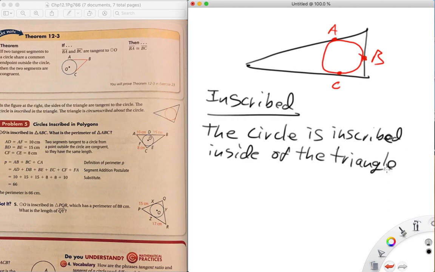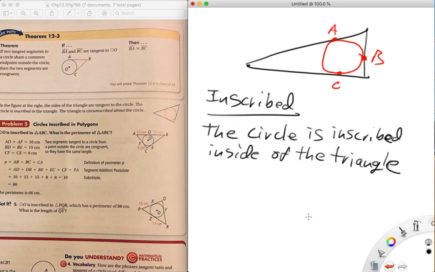And remember, this is inscribed only when the circle hits the triangle at a point of tangency on all three sides. All three sides. We can say that the circle is tangent to the triangle. Three sides, three points of tangency. And when the circle is inside of the triangle, it is inscribed. That's what inscribed means. The circle is tangent inside of the triangle.